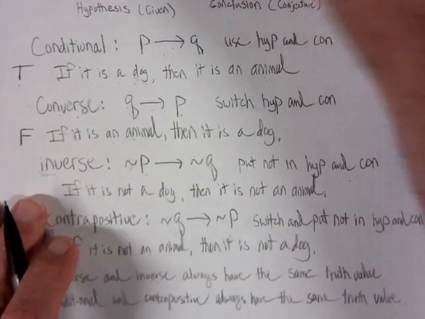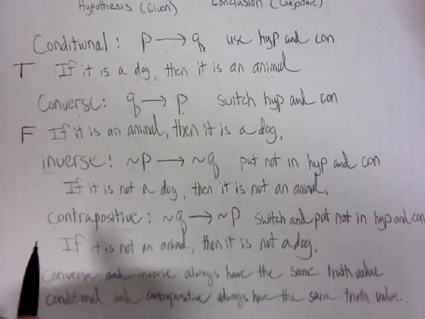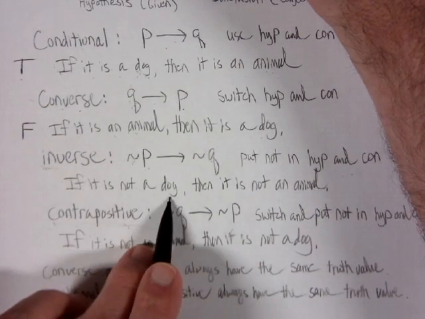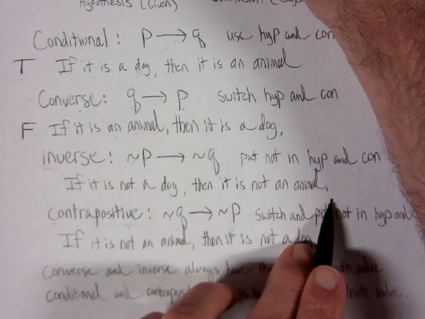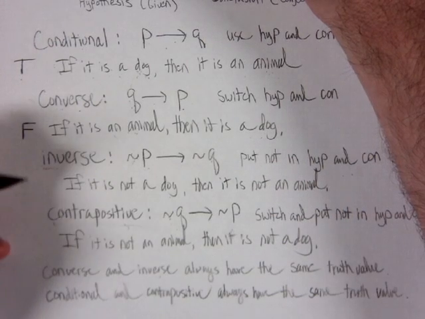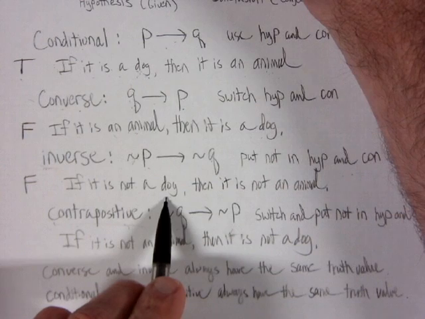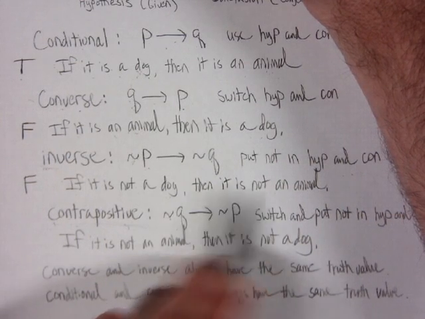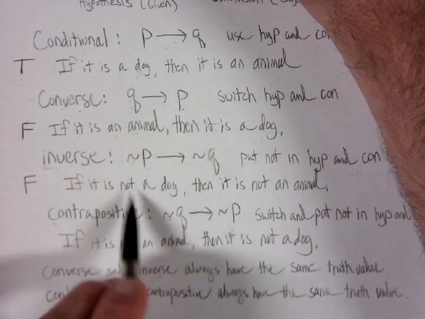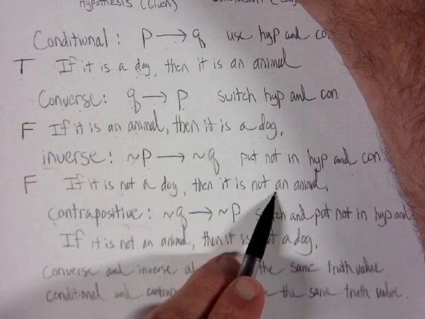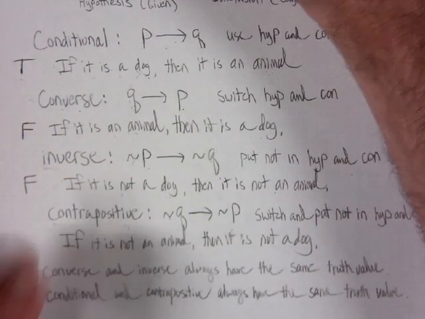All right, let's look at the inverse. If it's not a dog, then it's not an animal. This statement is also false for the same reason. If it's not a dog, that does not mean it's not an animal. You can use the same counterexamples as the last one. A cat's not a dog, but it is an animal. That's a counterexample to show that it's false.